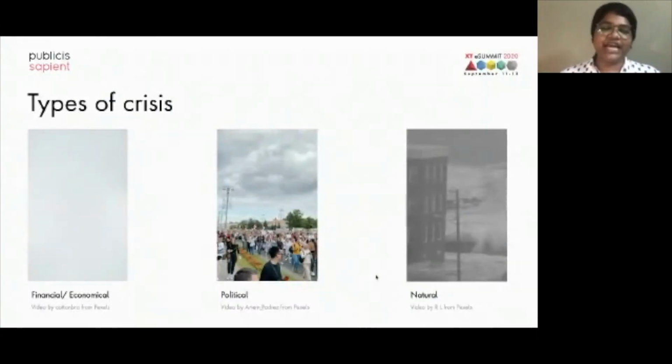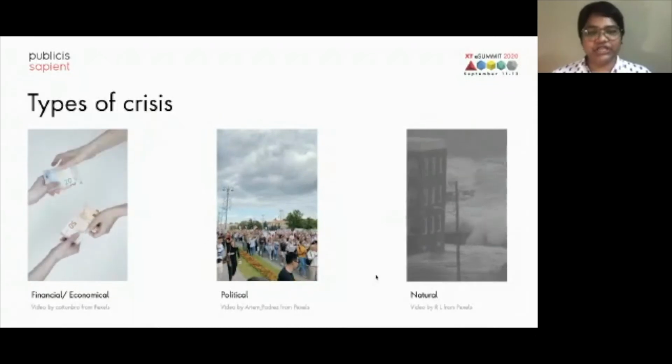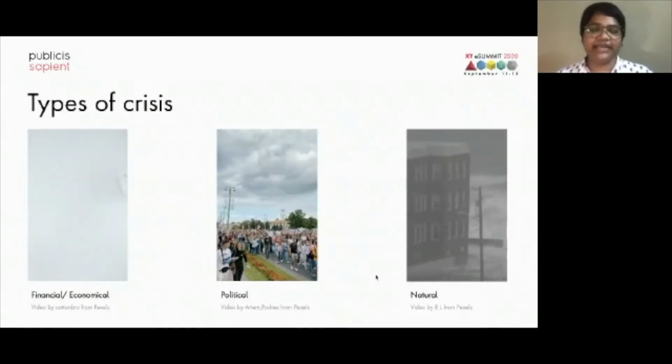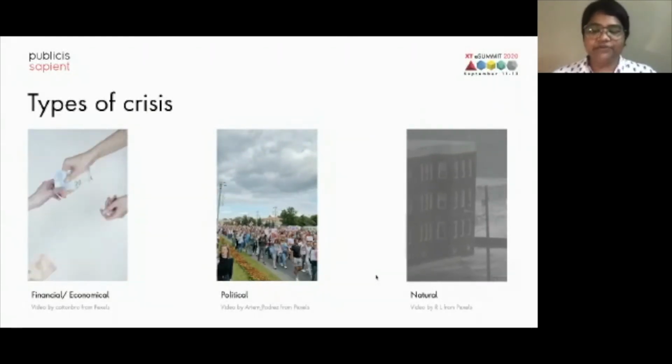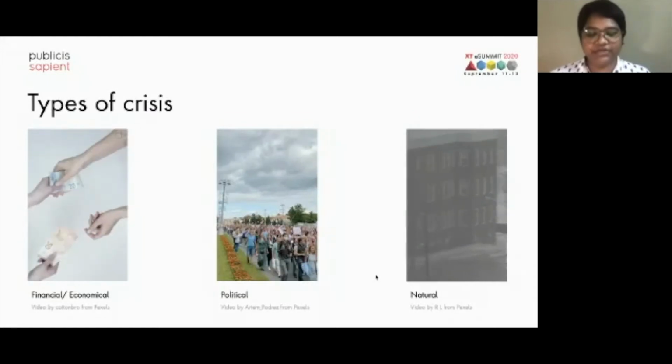So there are different types of crisis, but for today's discussion, we'll keep it to three. We'll discuss financial crisis. We'll take an example of political crisis. We'll also talk about an example from the natural crisis.